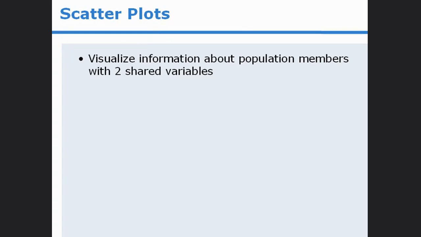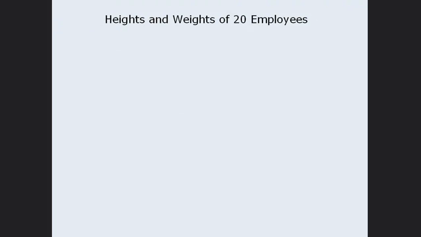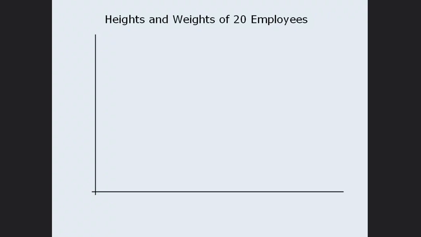On the GRE, you may be expected to analyze information in the form of a scatter plot. So in this lesson, we'll examine how these graphics work. To begin, a scatter plot is a useful way to visualize information about individual members of a population, where each member has two variables associated with it. For example, let's say we have a population of 20 male employees, and we want to see if any relationship exists between an employee's weight and his height. Well, a scatter plot is a great tool for displaying this kind of information.